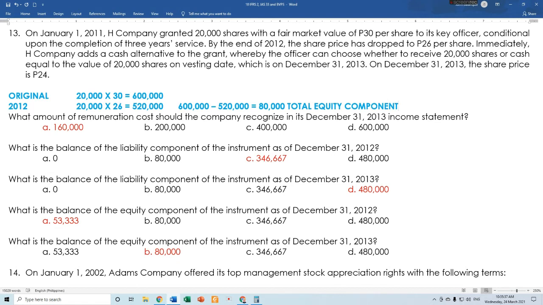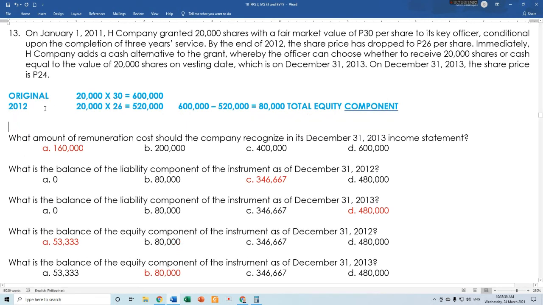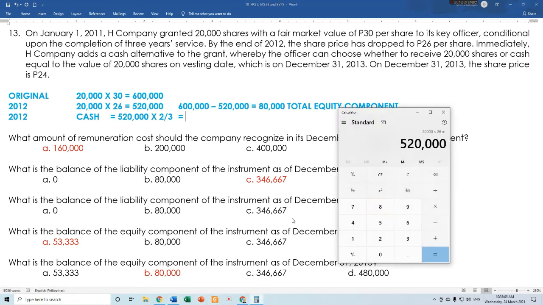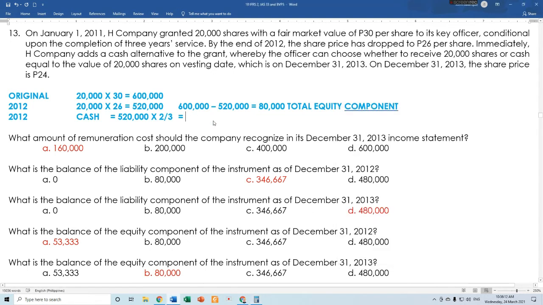Ayan siya. So, as of 2012, ano ngayon ang gagawin natin? For 2012, ano ang cash compensation component natin? That's going to be equal to yung 520,000 kasi yan na yung cash component niya. Pero, ang na-provide mo pa lang is 2 years out of 3 years, di ba? 2/3 pa lang. So, ang accumulated nito, that's going to be 520,000 times 2 divided by 3. This is 346,667.